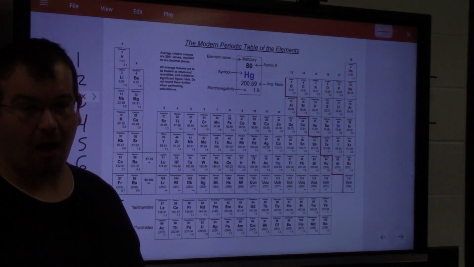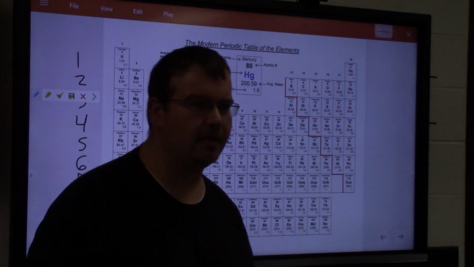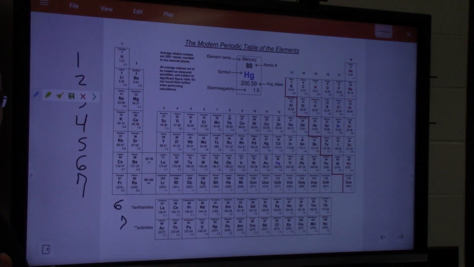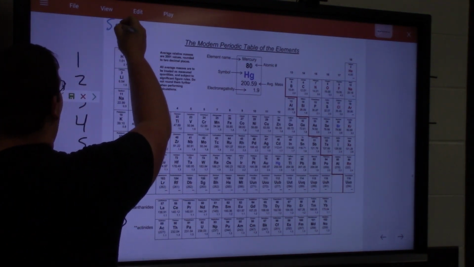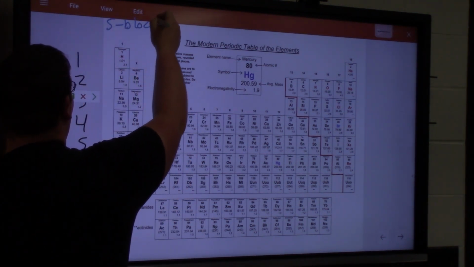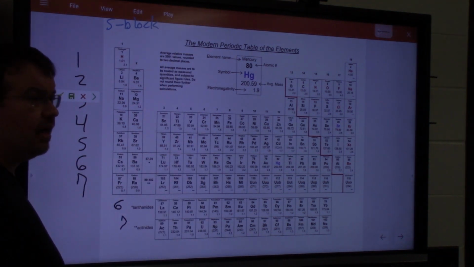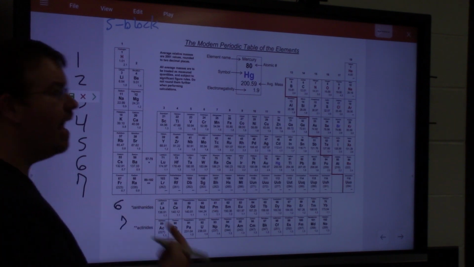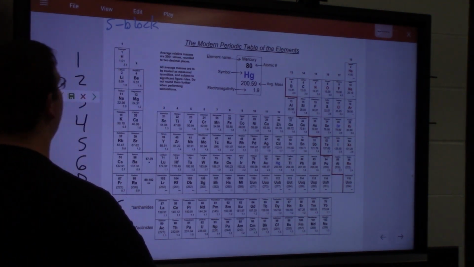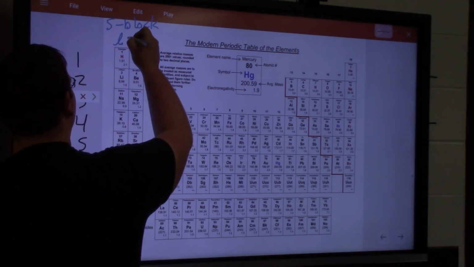It tells us the block. It shows us the block. It tells us the shape. So columns 1 and 2, remember, this is the S block. And for the S block, if we have S, then L is equal to 0.